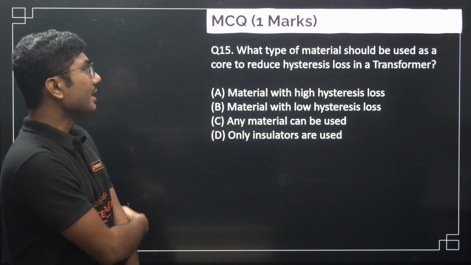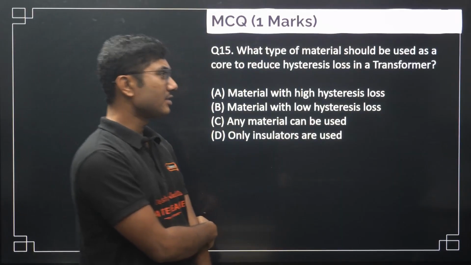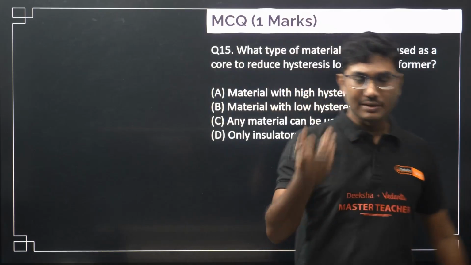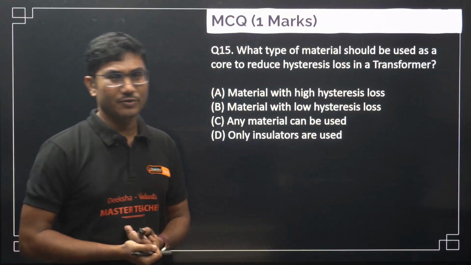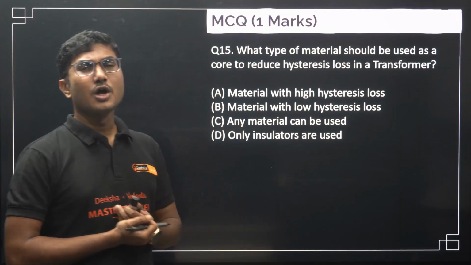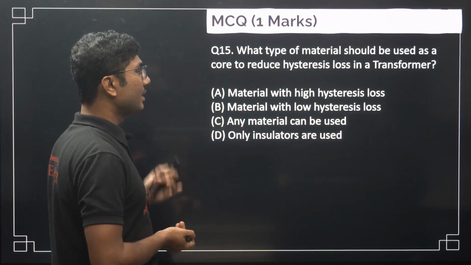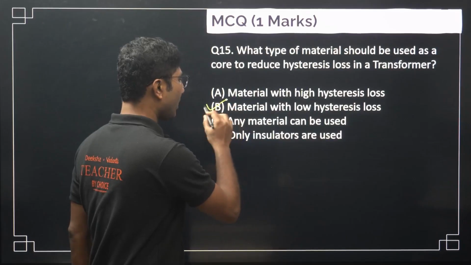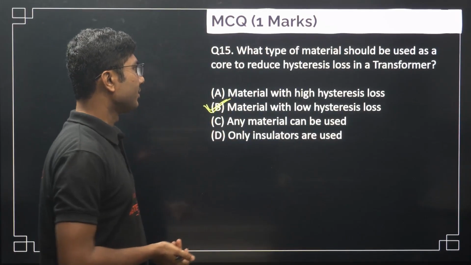What type of material should be used as a core to reduce hysteresis loss in a transformer? Now hysteresis used to be part of the syllabus, but now it is only left as a loss in a transformer. To reduce hysteresis loss we use soft iron as the core of a transformer. So material with low hysteresis loss is basically used, which is soft iron.